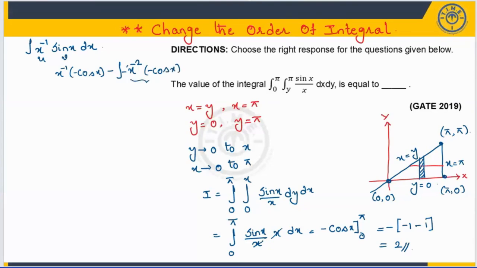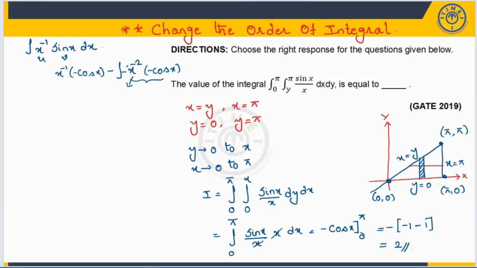Now again I have to apply integration by parts for this. Now if I go on differentiating x power -1, the power of x will not decrease. It will go on increasing, -2, -3, -4, -5. It will go on increasing and it will not stop. So the integral will go till infinity.